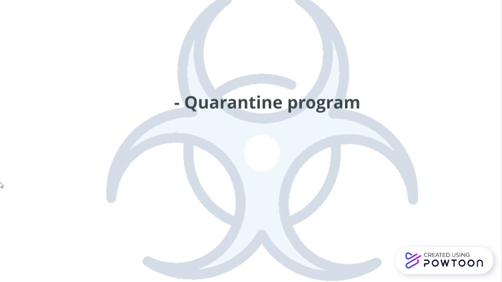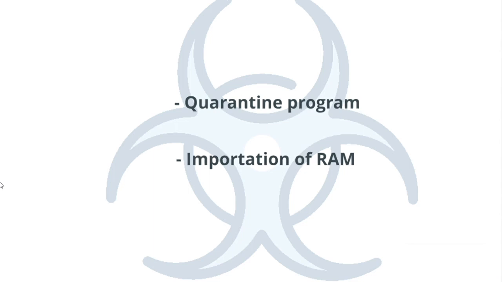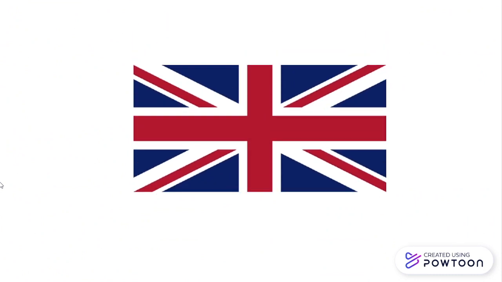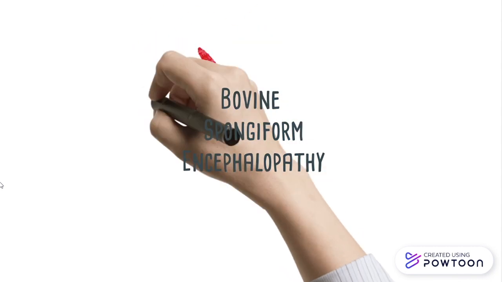Since 1966, Australia has implemented a quarantine program for the importation of RAM for all countries with the exception of New Zealand, which is also free from animal TSEs. The US, Canada, New Zealand and UK have all implemented very similar protocols and measures to control and prevent BSE in future.